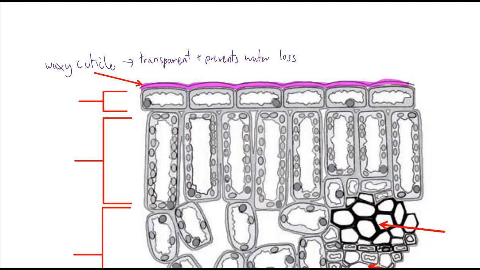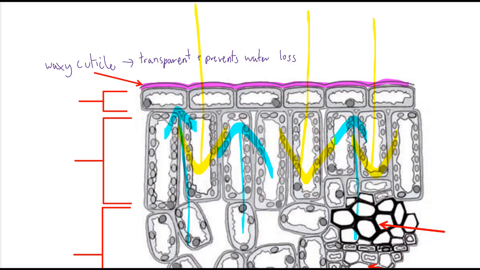Now, it's important that it prevents water loss because if you think about it, light's going to be shining down on the plant and that's going to get quite hot, and water normally evaporates and goes upwards. So we want to try and reduce the amount of water that actually evaporates out of the leaf, or the leaf would dry out and overall that would eventually kill the plant. So the waxy cuticle is transparent to allow light through and it prevents water loss. Its main job that we need to talk about is preventing water loss.